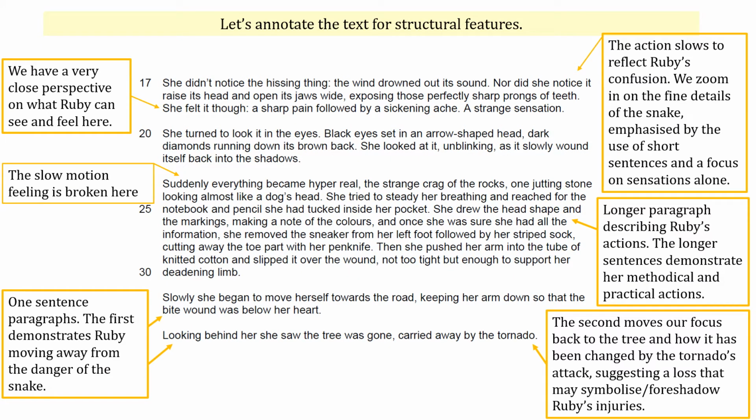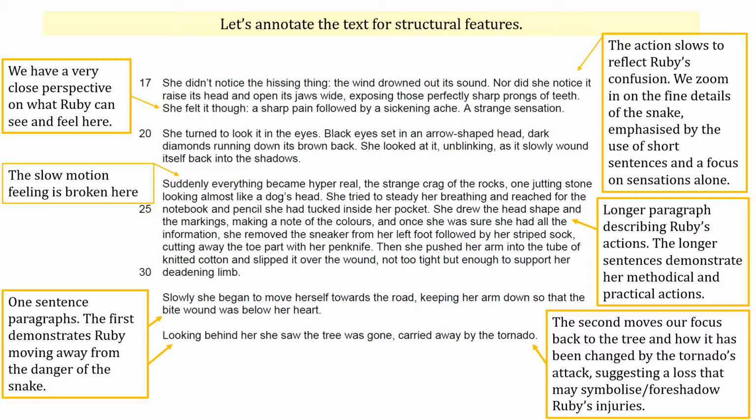At the start of paragraph 4, the action slows down to reflect Ruby's confusion. So the writer zooms in on the fine details of the snake, emphasised by the use of the short sentence and a focus on the sentence alone. We then have a very close perspective on what Ruby can see and feel here.